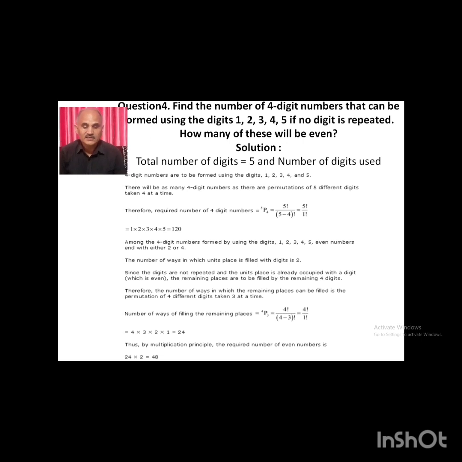Question number 8, find the number of 4-digit numbers that can be formed using the digits 1, 2, 3, 4 and 5. No digit is repeated. How many of these will be even? So first of all, there are 5 digits, and we have to create a 4-digit number. So number of permutations is 5P4, which is 5 factorial upon 5 minus 4 factorial, which is 1 factorial. Therefore 5 factorial upon 1 factorial is equal to 120.